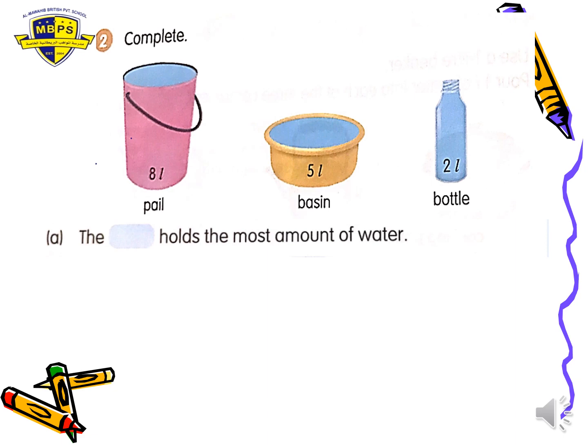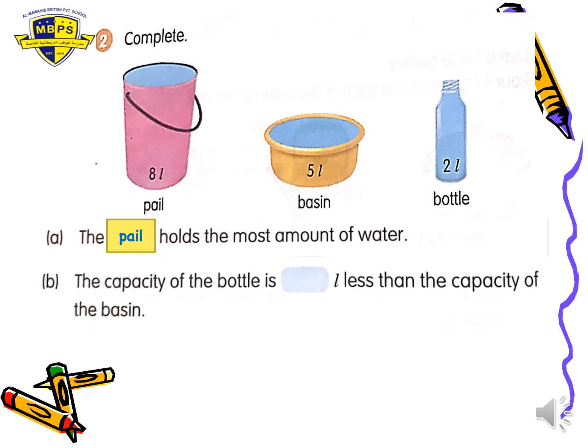Now, let me ask you, what you should find now? Yes, you should find the container that holds the most amount of water. Could you tell me which one holds the most amount of water? Very good. The pail, it holds the most amount of water. Now, read the second sentence and take your time.